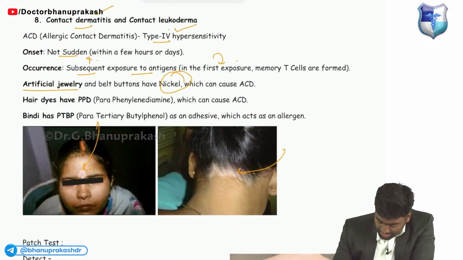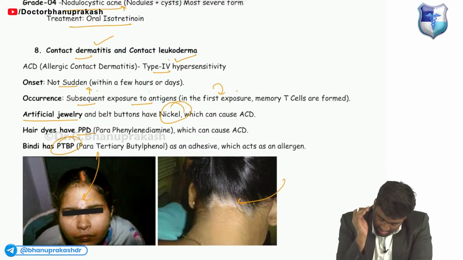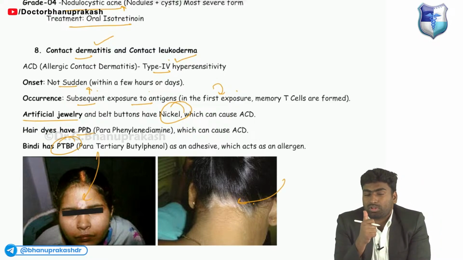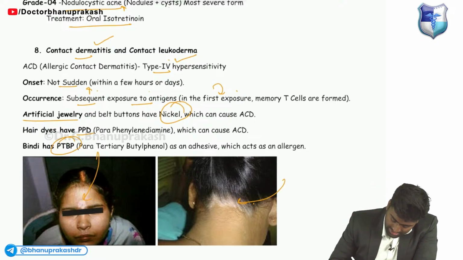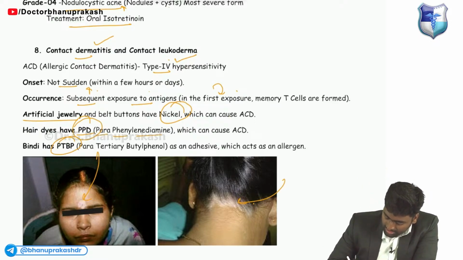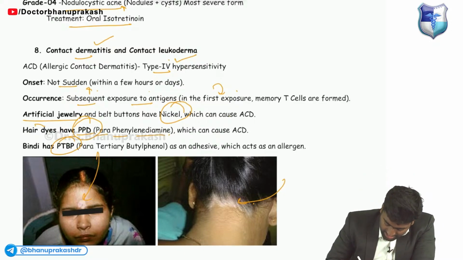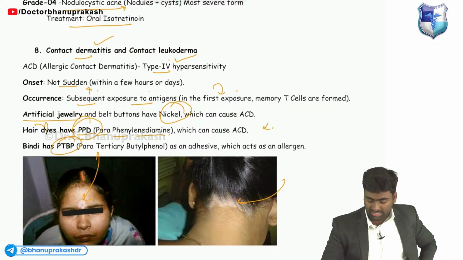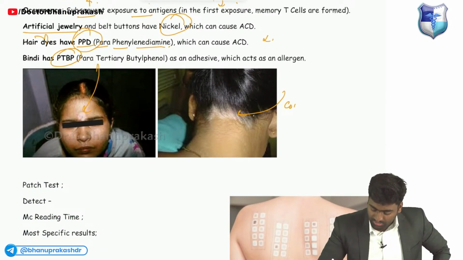It can happen because of the bindi, which is known as bindi dermatitis, which is due to PTBP. It is due to PTBP, paratertiary butylphenol. Paratertiary butylphenol will cause bindi leukoderma and bindi dermatitis. And in the case of hair dyes, it will cause inflammation, which is due to paraphenylenediamine. It is the PPD in hair dye which causes hair dye induced allergic contact dermatitis. Fine, and it can even lead to contact leukoderma. Remember, finally, as a complication it can lead to this contact leukoderma.